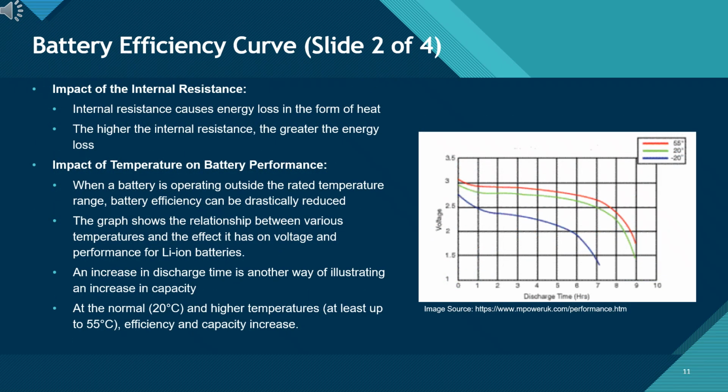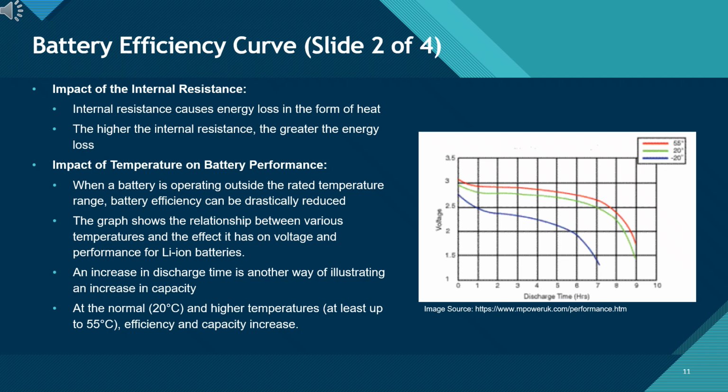Slide 2 of 4 for battery efficiency curve. Here, we start looking at what affects battery efficiency. One major factor is internal resistance. When resistance is high, more energy is lost as heat, and the battery simply can't perform as well. Temperature also plays a big role.